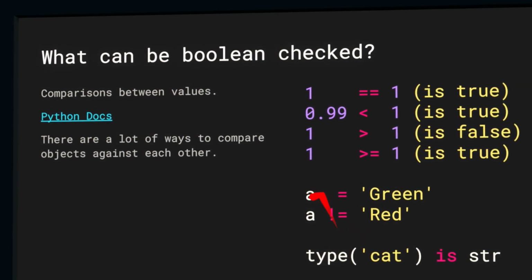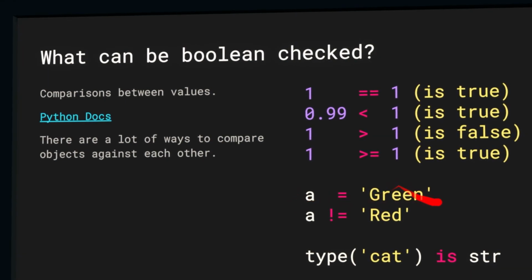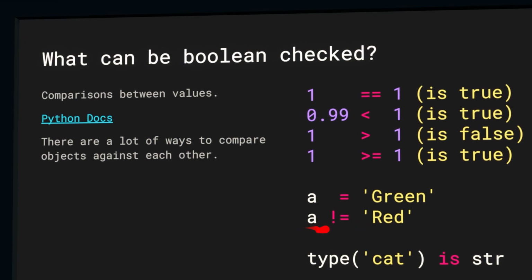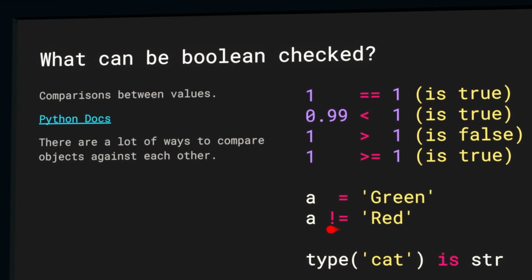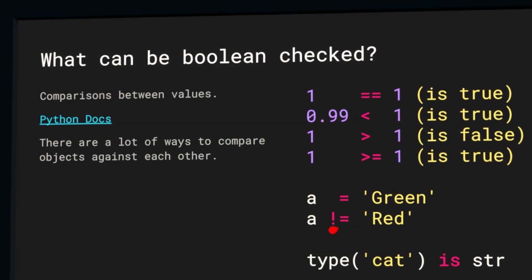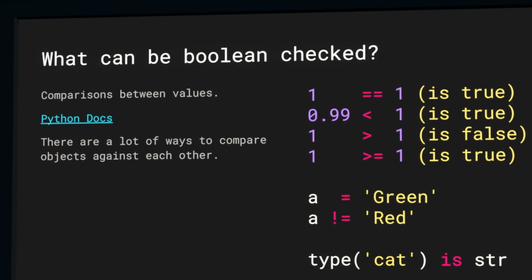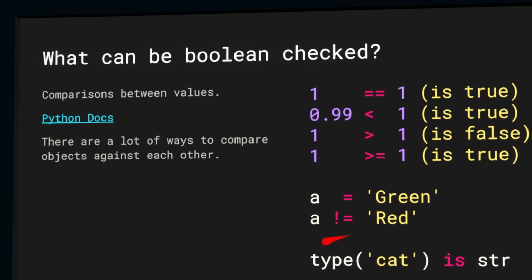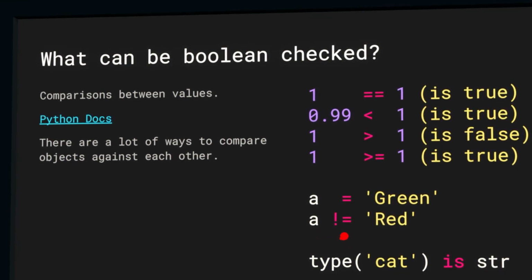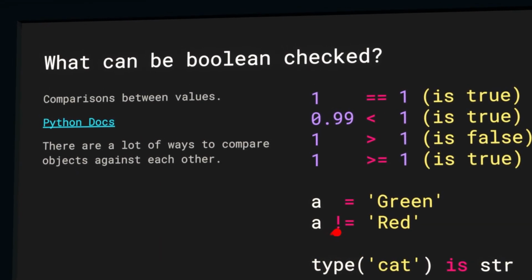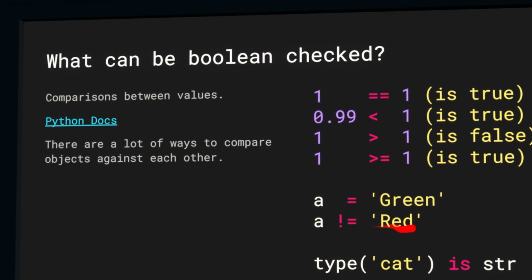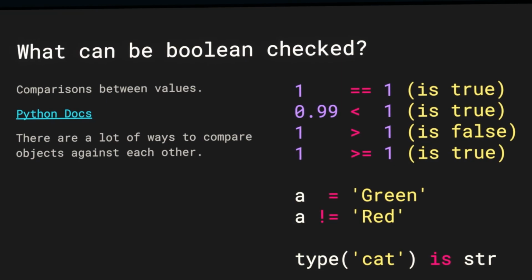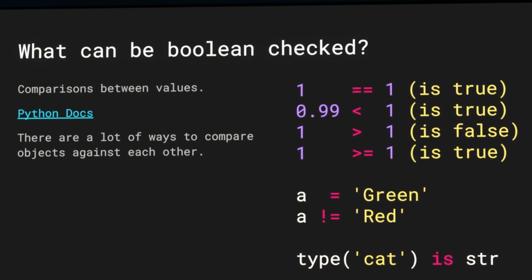You also have, for example, here we're assigning a variable a to equal green, right? So let's say we do a does not equal here. So does not equal being an exclamation mark equals. This is pretty standard in most languages you'll work in. And what this will be is basically a if this does not equal this. In this case, green does not equal red. Yes.